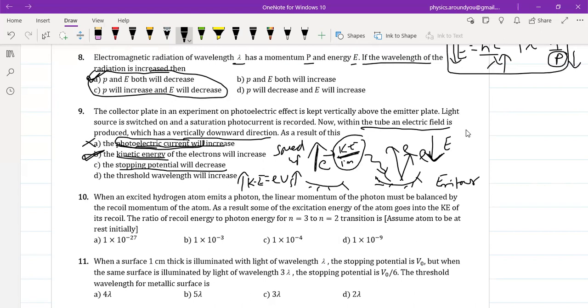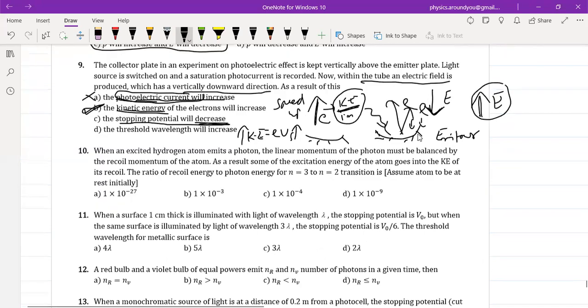What would have happened if an electric field upward had been there? Well, electrons would feel a push downward. So they are being emitted in the upward direction, but they would feel a pull downward, then their kinetic energy would decrease. Then it would have made sense. The third option would have made sense if the electric field were in the upward direction. Now it is in the downward direction, so electrons would speed up and hence their kinetic energy is going to increase. That is question number 9.